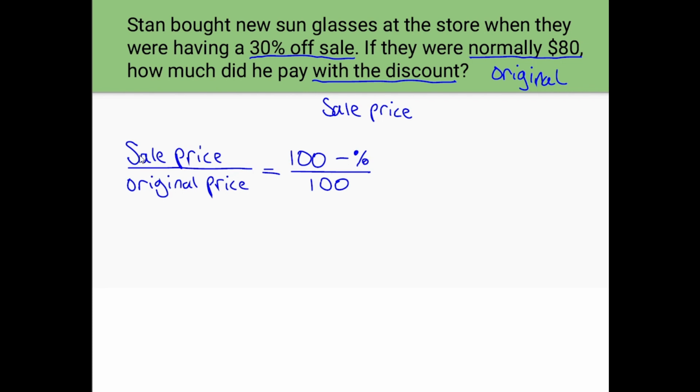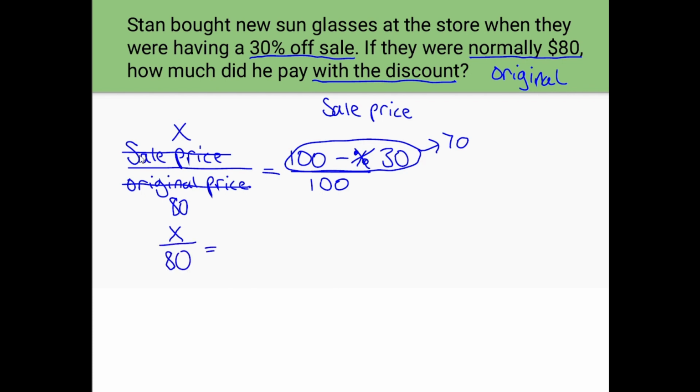So let's see. We are trying to find the sale price. Okay, so we're going to call that X. We know the original price is $80. So we're going to cross that out and call it 80. 100 minus the percent. So here we're talking about 30%. So we're going to cross that out and call it 30. And just to clean that up a bit, we have 100 minus 30. I know that's going to be 70. And then over 100. So right now the equation I'm working with is X over 80 equals 70 over 100.